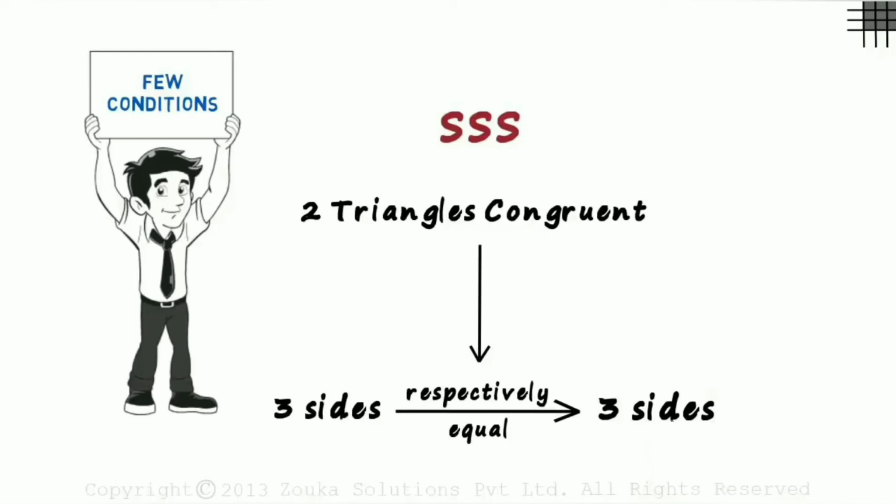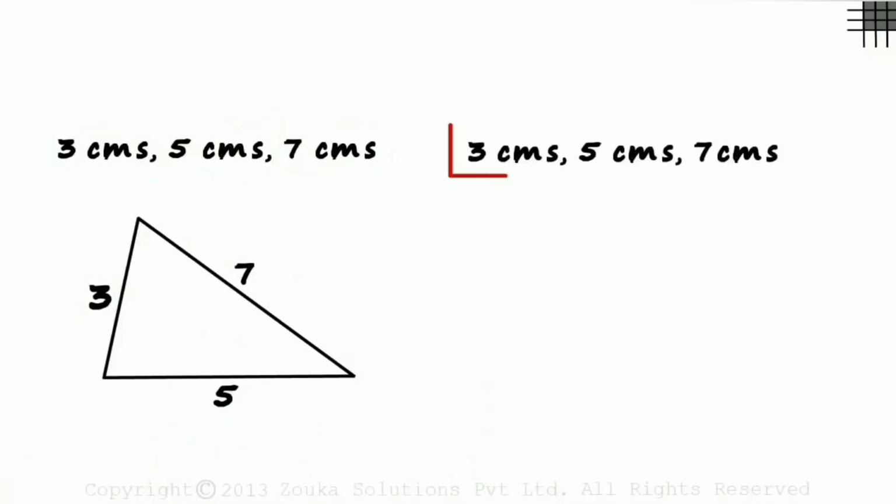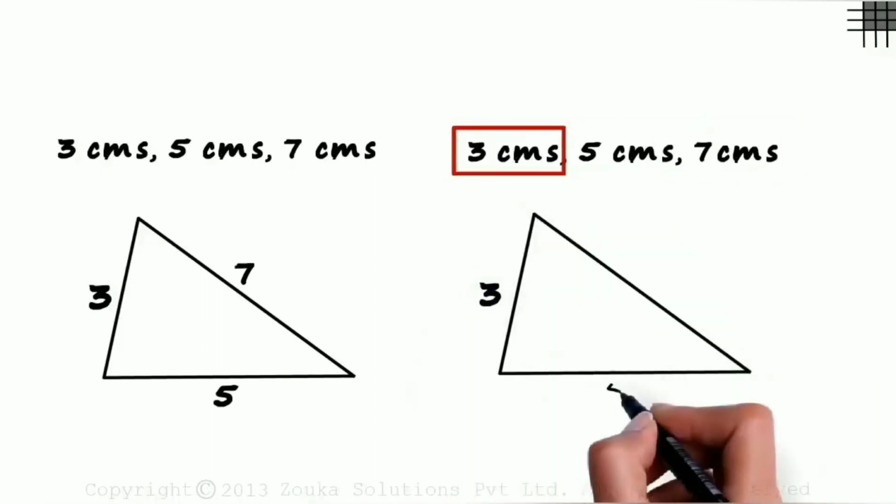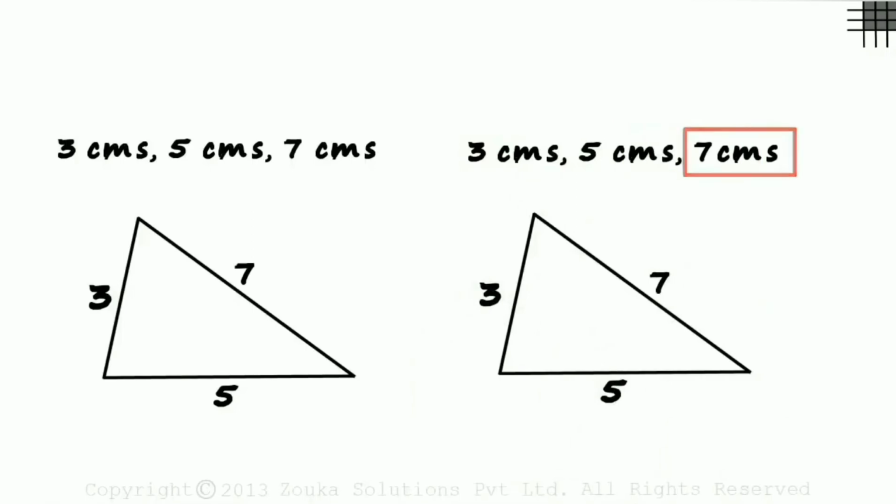Let's move to a new page to understand. We need to construct a triangle with sides 3, 5 and 7 centimeters. It would look something like this: 3, 5 and 7. Now let's construct another triangle with sides 3, 5 and 7 centimeters. This is how it would shape out: 3, 5 and 7 centimeters.